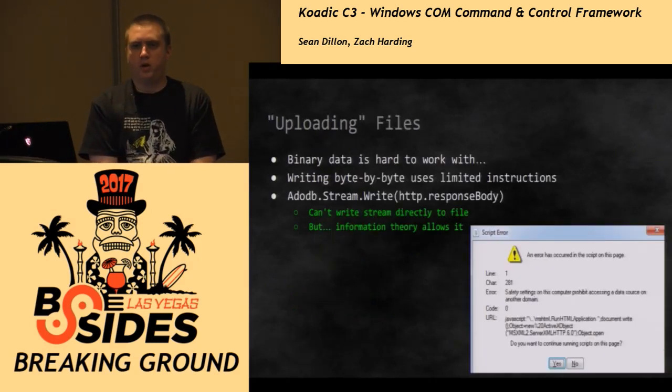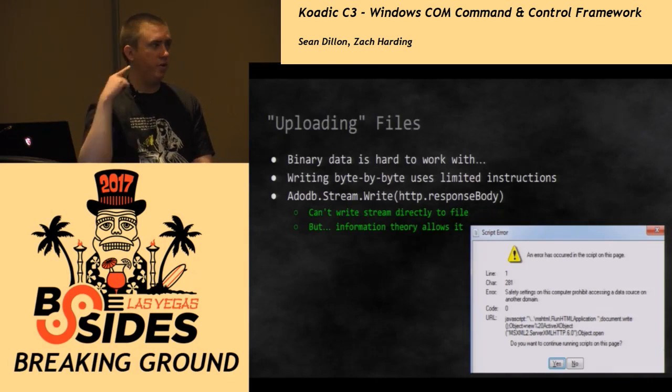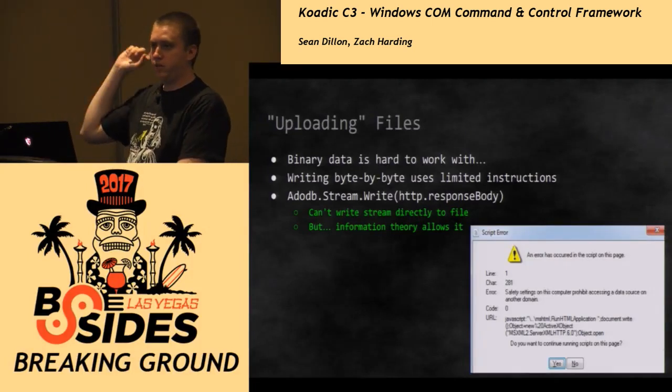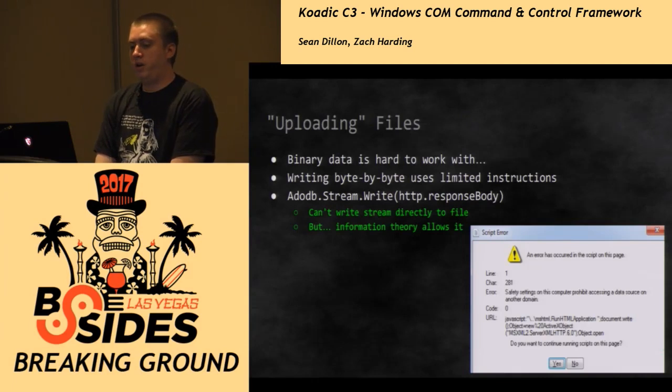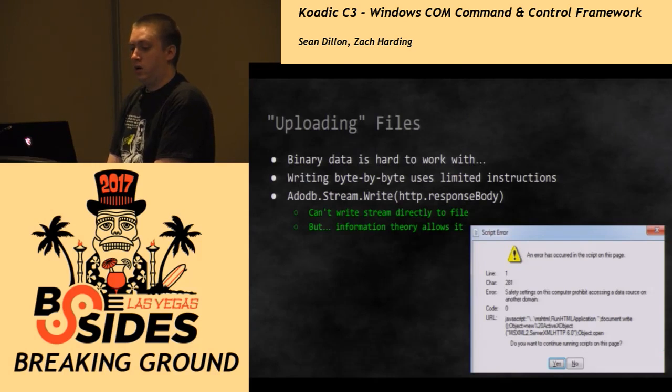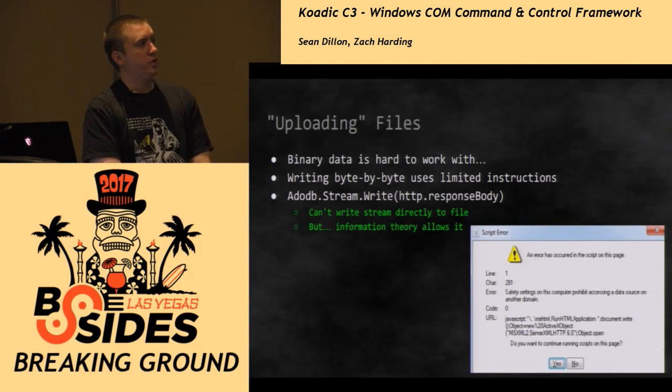So one of the main things you want to do with a tool like this is upload and download files. Uploading in this case means that we are writing from our C3 server to our zombie. Binary data is really hard to work with in JScript, and writing byte by byte to a file uses a lot of instructions. So there's a thing called ADODB stream, which I believe is some Access database COM object or something like that. But it lets you write the HTTP response body, which is a stream object, directly to a file.